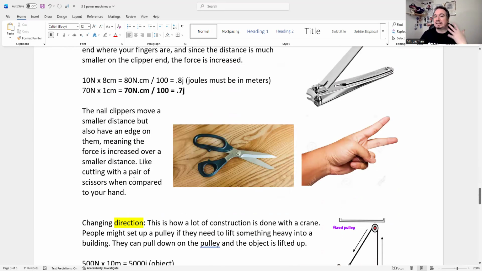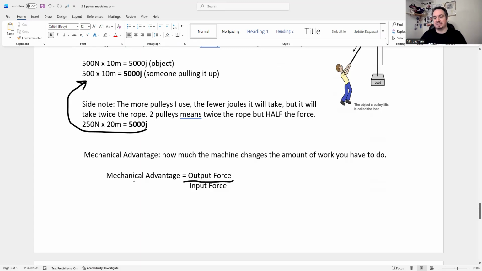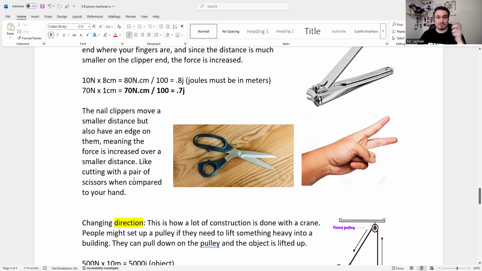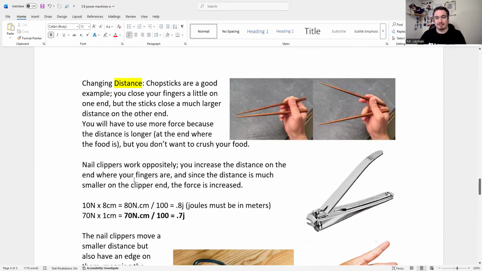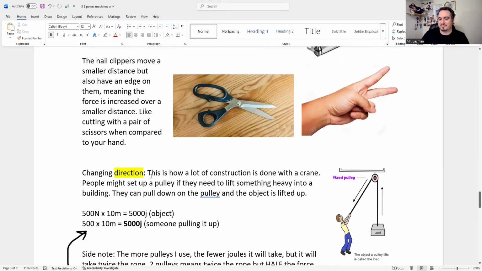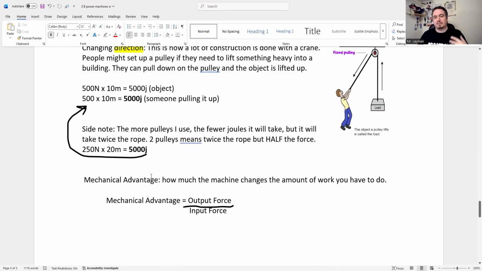I'm inferring that we're going to be talking about simple machines next time, like levers and pulleys and screws, like the screw cap, and inclined planes and things like that. Like this is an inclined plane. We're going to talk about that next time. But we call this mechanical advantage: how much the machine changes the amount of work you have to do. Mechanical advantage is just the output force divided by the input force.